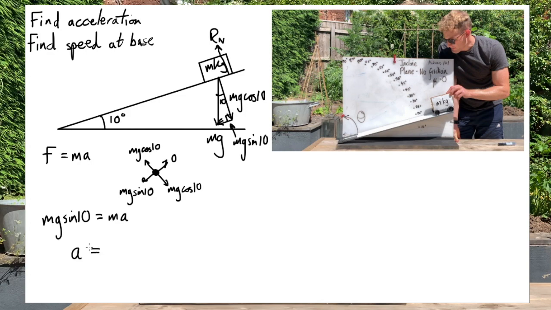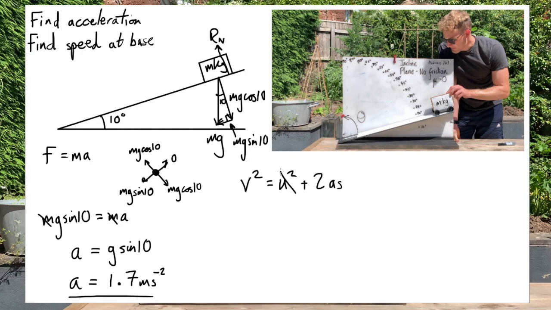So F equals ma, therefore the resultant force is mg sine 10 down the slope. That equals ma. And I think we're quite used to now realizing that means that a, because I can cancel the m's, equals g sine 10. So our acceleration is 1.7 meters per second to the minus 2.